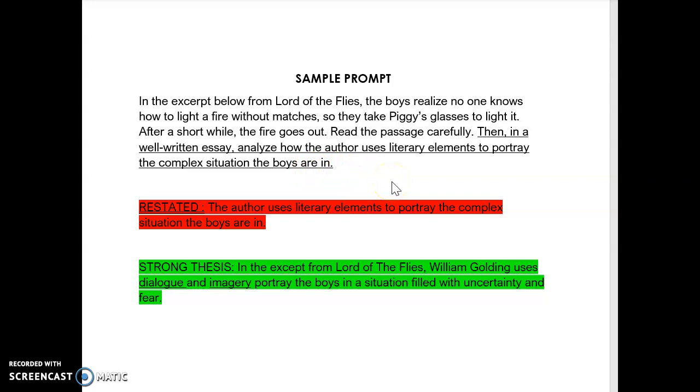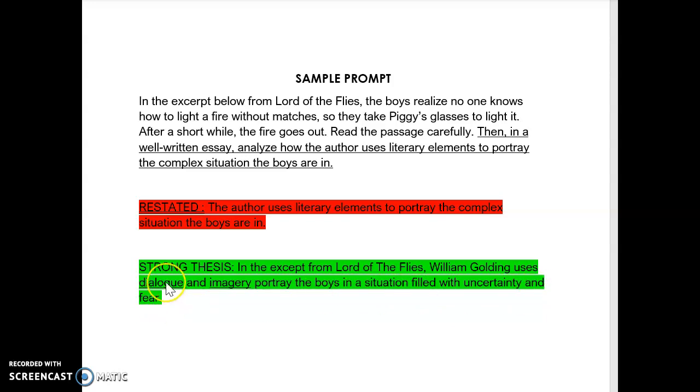All right, so you don't want to just say the author uses literary elements to portray the complex situation the boys are in. You want to make sure that you introduce the author, you introduce the story. So in the excerpt from Lord of the Flies by William Golding, you want to make sure that you introduce what the story is in your thesis. So in the excerpt from Lord of the Flies, William Golding uses dialogue and imagery to portray the boys in a situation filled with uncertainty and fear.